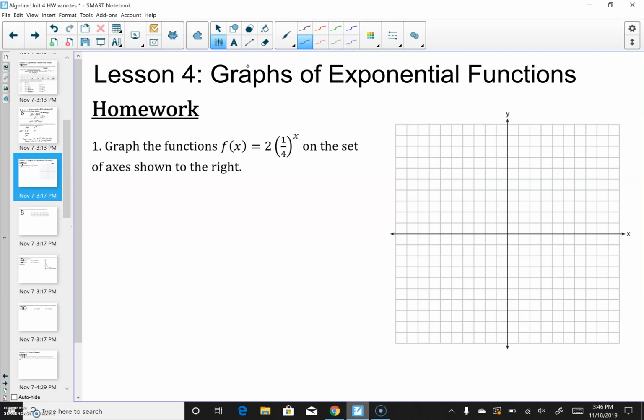For lesson 4, graphs of exponential functions, we're going to talk about what our exponential function graph looks like, whether they're increasing or decreasing, and a couple of the other properties about them. So the first one says graph the function f of x equals 2 parentheses 1/4 to the x. Now you're really definitely going to want to use your calculator for this, and it always is good to have a couple points on either side of the table as best you can.